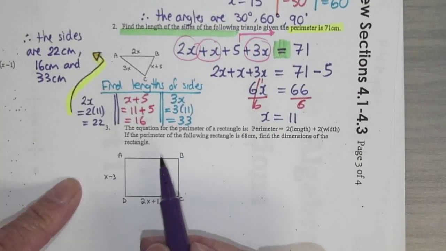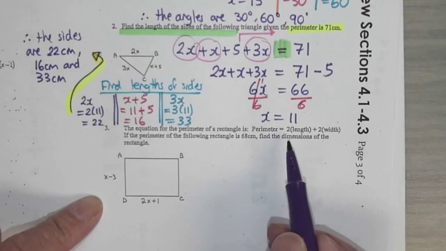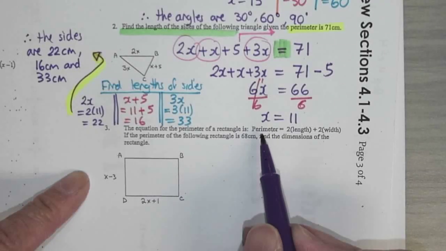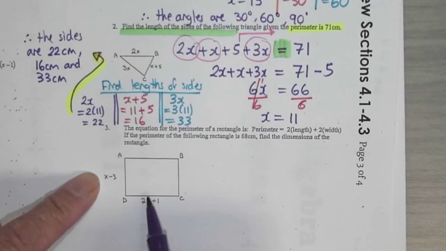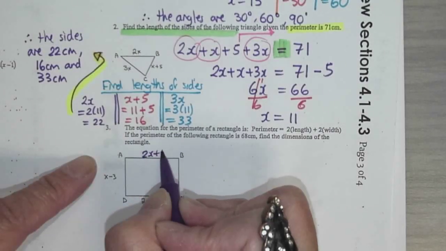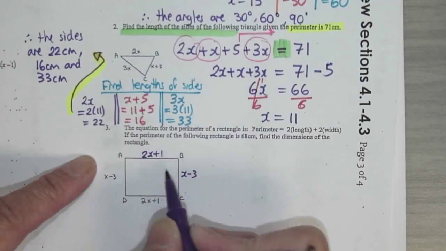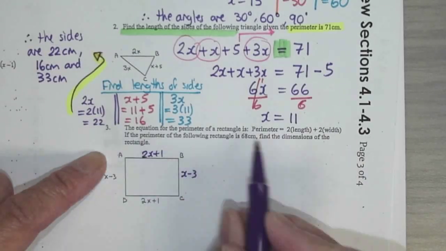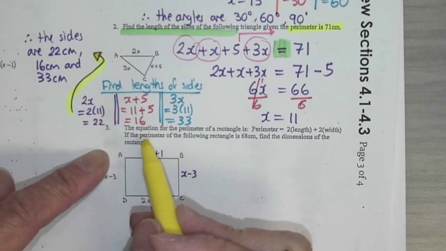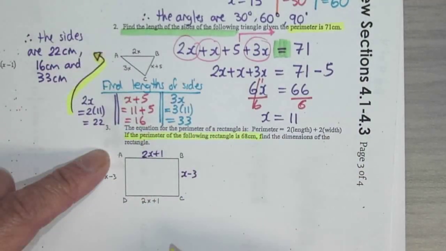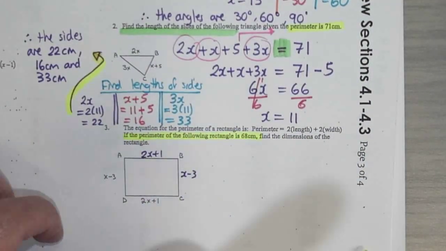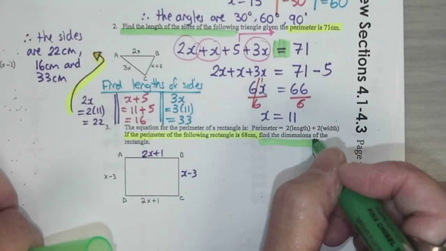Okay, so one more time, we have a rectangle. The perimeter, they gave you a hint and said, is 2 times the length and 2 times the width. Right, so we know it's 2 times this. We know it's 2x plus 1 and x minus 3. So the perimeter of the following rectangle is 68. So you know what equals 68. I want you to find the dimensions.